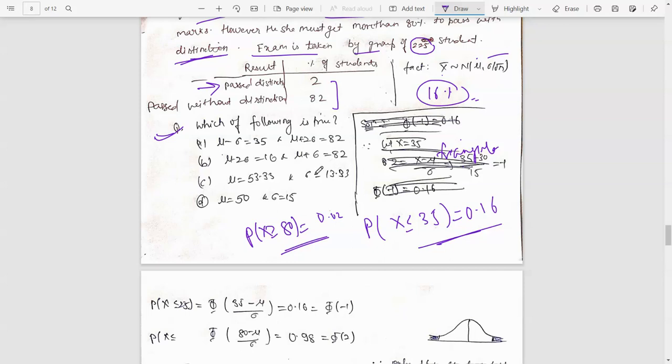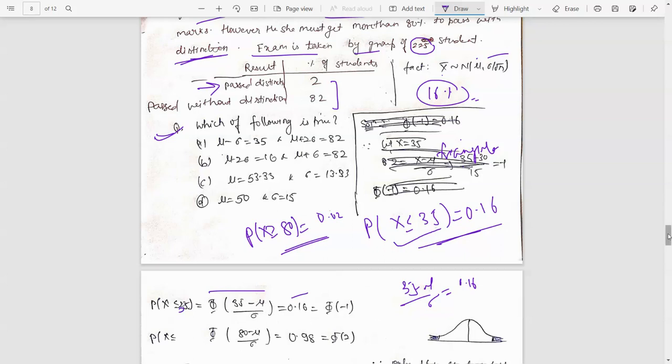Using this, we can see that in the question we need to find some mu, some sigma, and something called mu plus sigma. If we get mu and sigma, then we can find which of the statements are correct. Probability of x less than or equal to 35 means we convert it into the standard normal variate: (35 minus mu) upon sigma, and that is going to be 0.16.